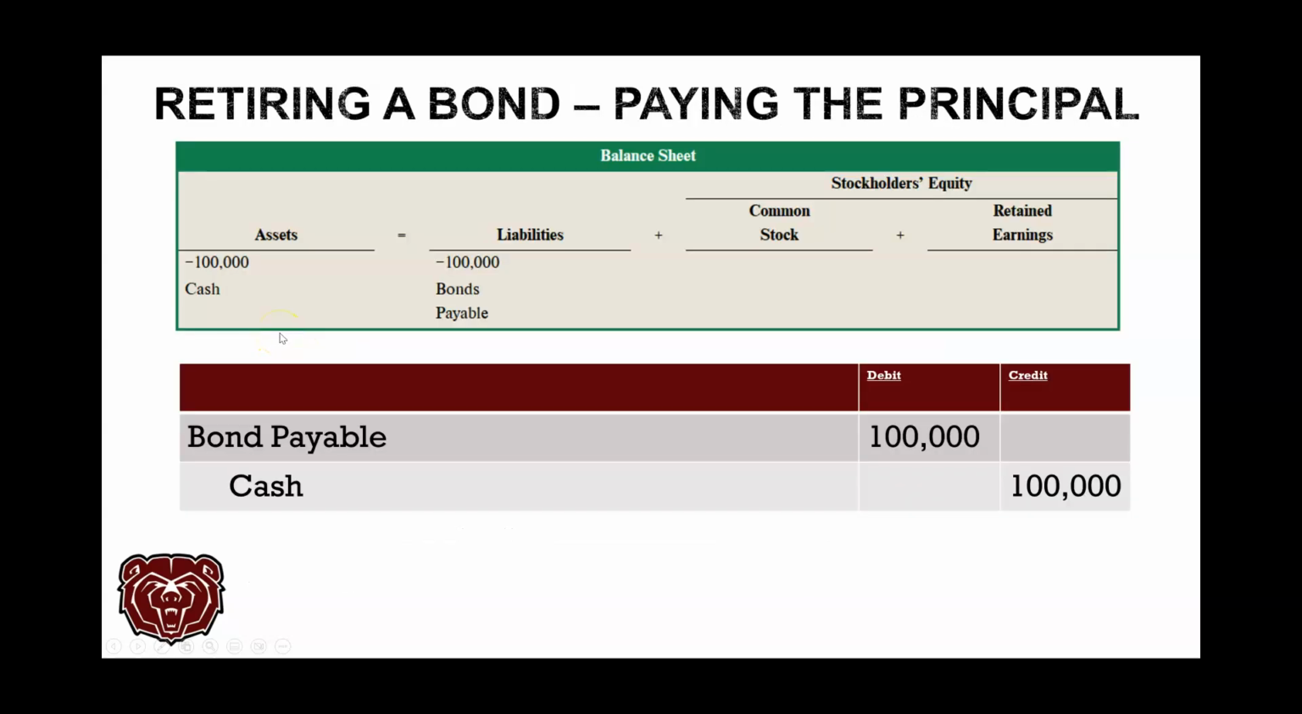So when we want to retire the bond, this is at the end of the life of the bond. We've already paid the interest because we've been paying it every 6 months. Now we're just going to pay back that principal amount, that $100,000 that we initially borrowed, right? We're just going to reduce our bonds payable by $100,000 because we've paid it. We no longer owe it. And we're going to reduce that asset, cash, because we used cash to pay for it by $100,000. Now the bond is no longer on our books. We are free and clear of that debt.